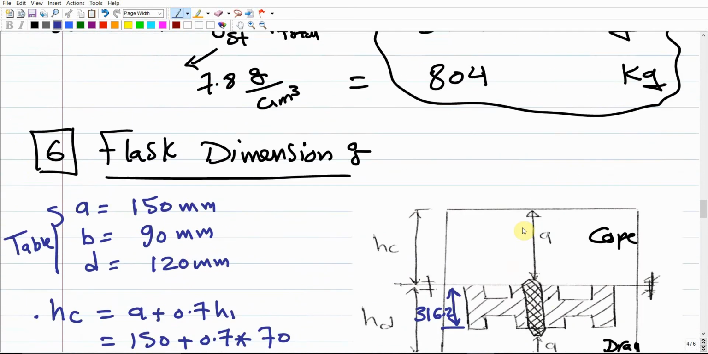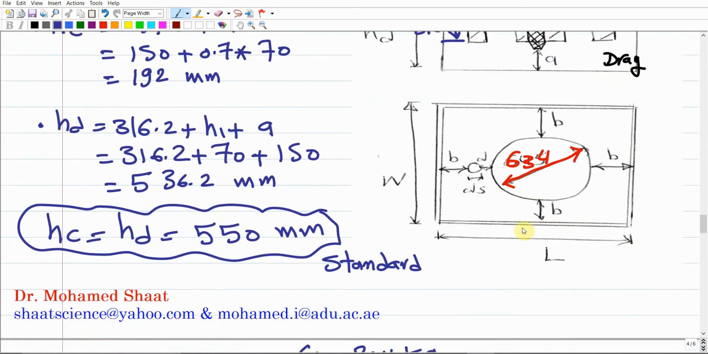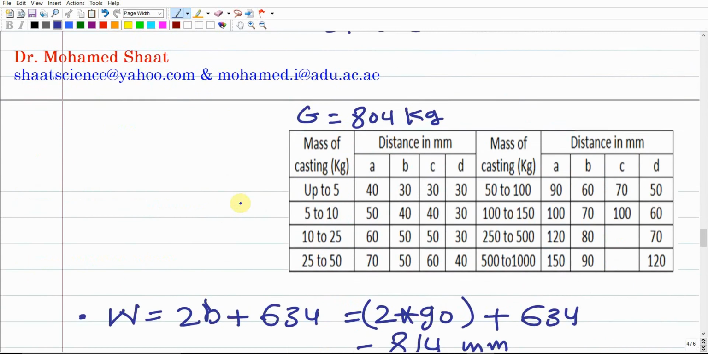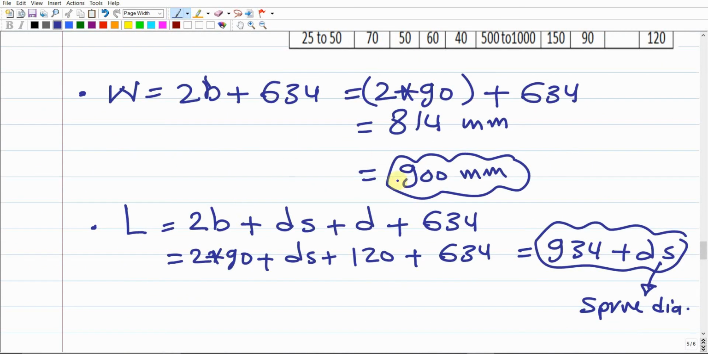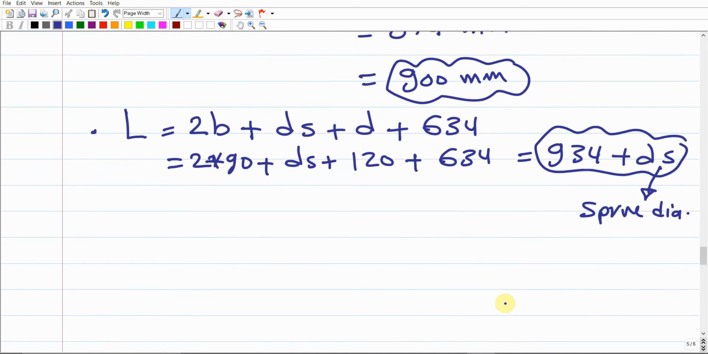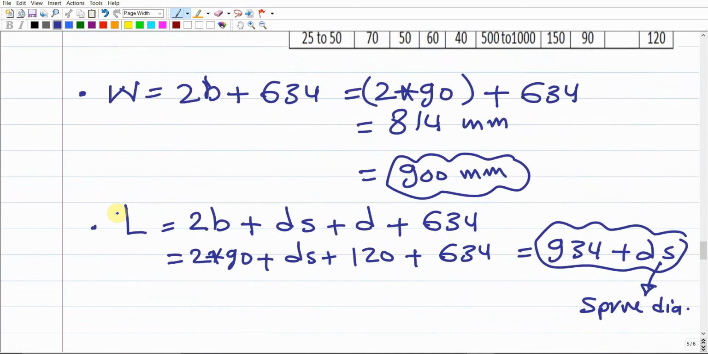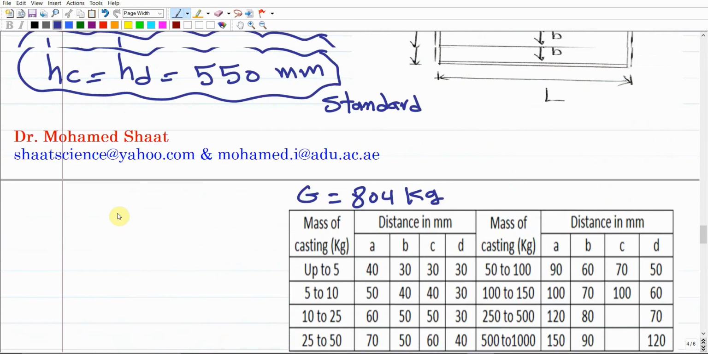We already came up with the suitable dimensions of the flask. In terms of the height, we're gonna assume that we're gonna use the same flasks for the cope and the drag with the same height, which is 550 millimeter, and the width should be 900 millimeter. We're still waiting for the diameter of the sprue to calculate the length of the flask. Make sense? So this is for step number 6, I believe.